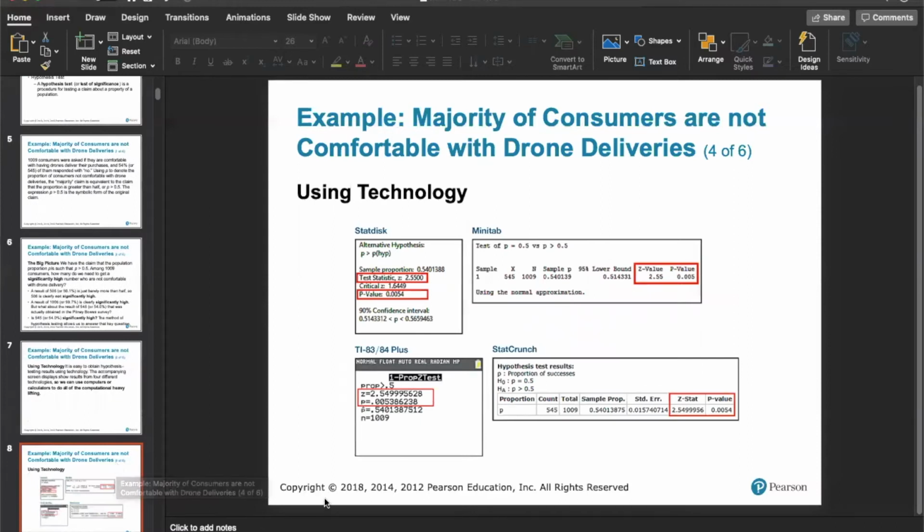Here are just some examples of what it would look like. The two I normally use would be my calculator, because the proportions are already built in, and StatCrunch, obviously, because they're already built in there as well. But you can do some of these in Excel, and I'll go over some of those with you as well.